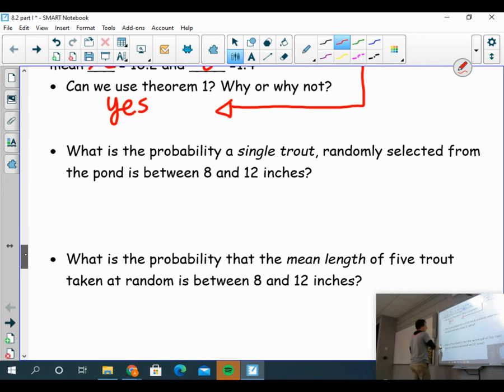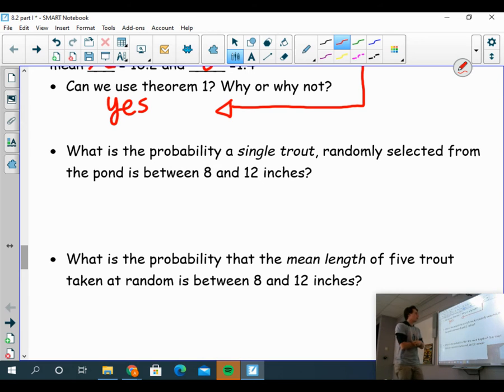So, let's answer a question. We're going to answer 2 questions here. I'm going to show you how to solve both, and I'm going to teach you how to tell the difference between one and the other. Well, what's the probability a single trout randomly selected from the pond is between 8 and 12 inches?